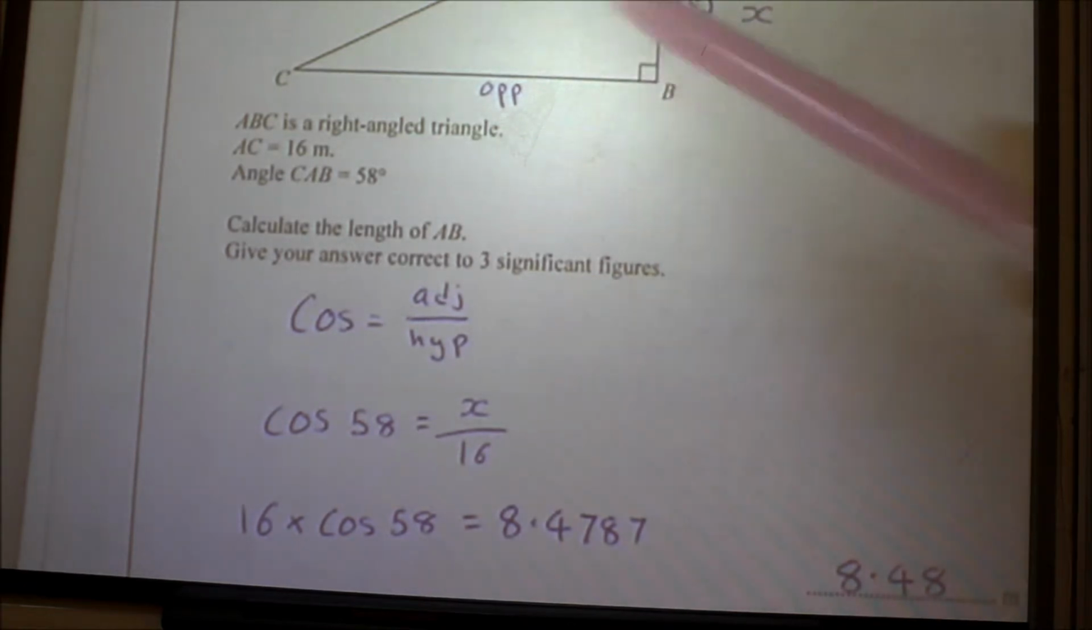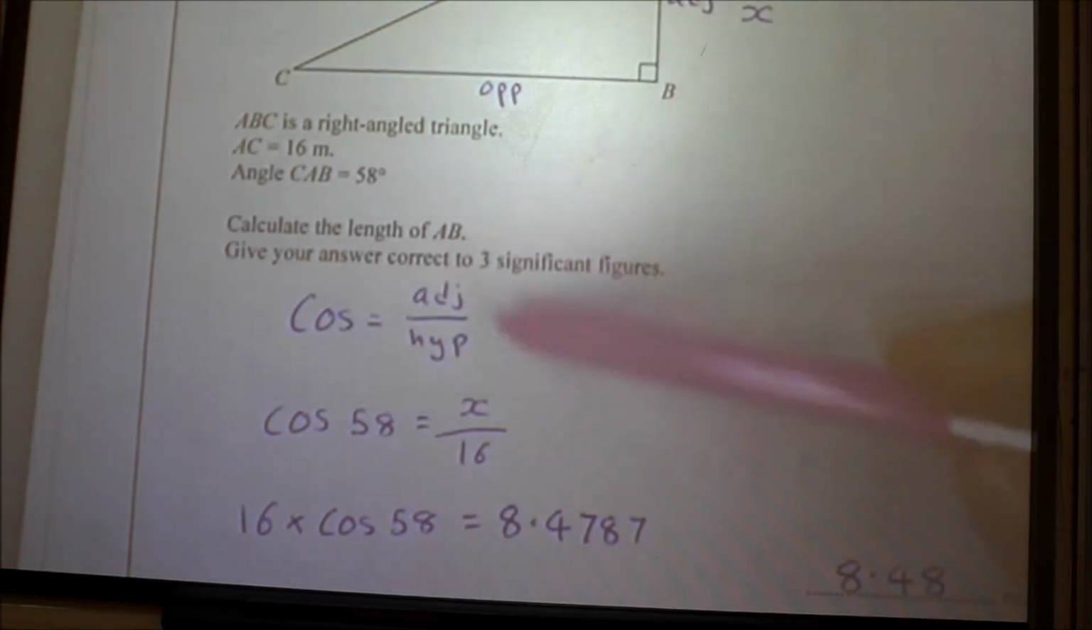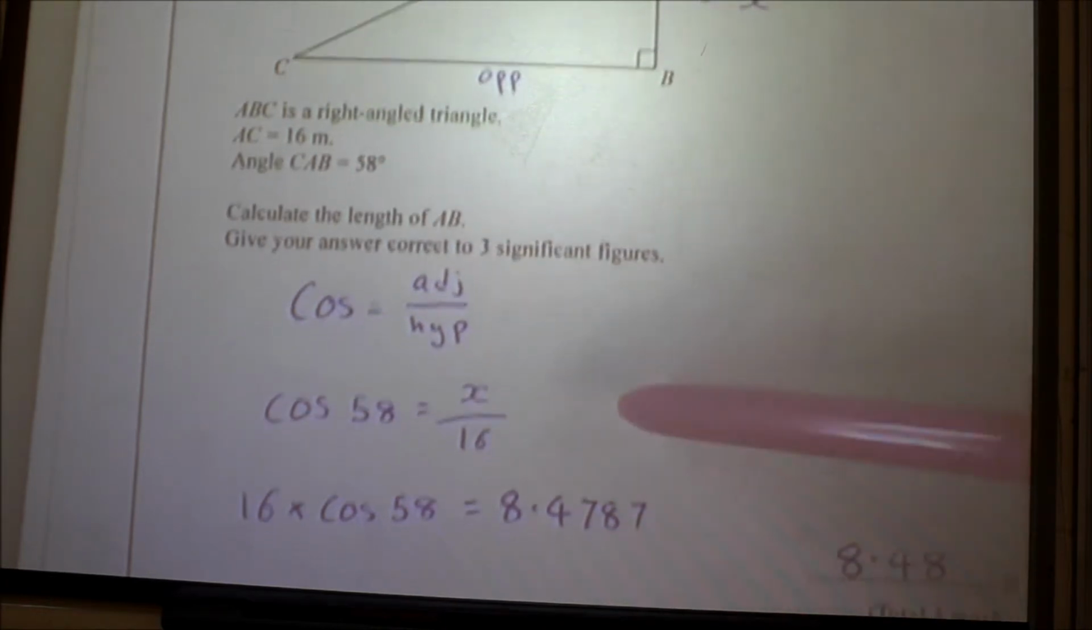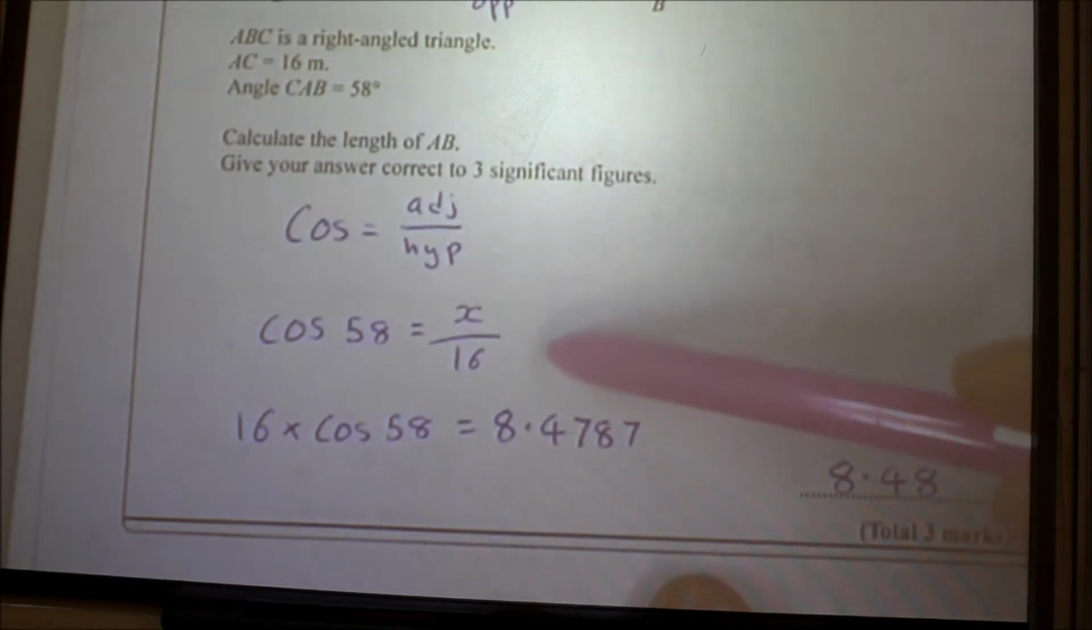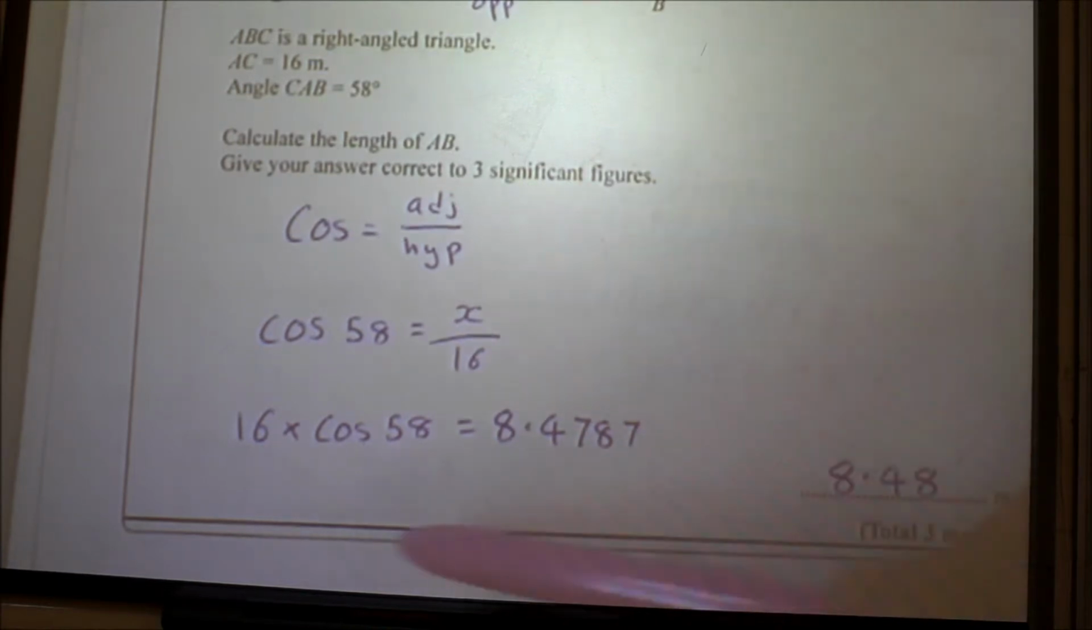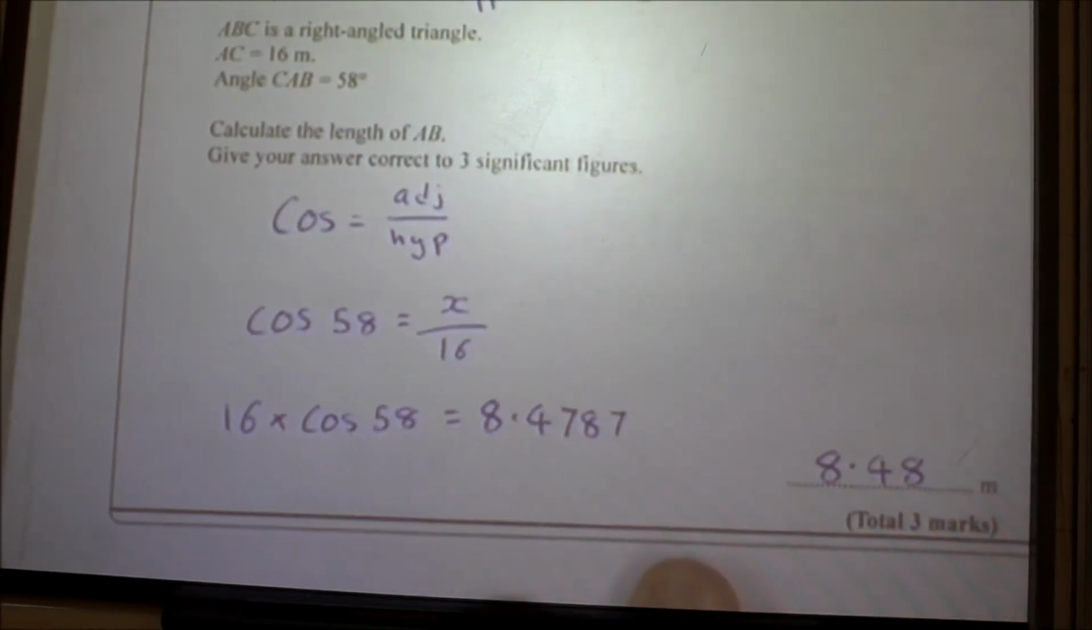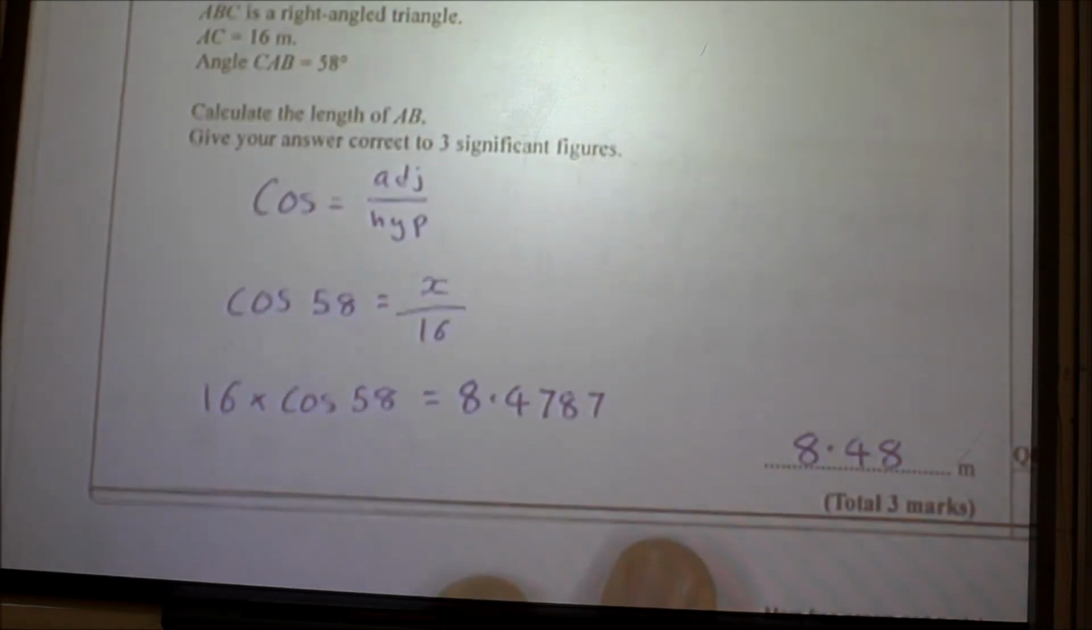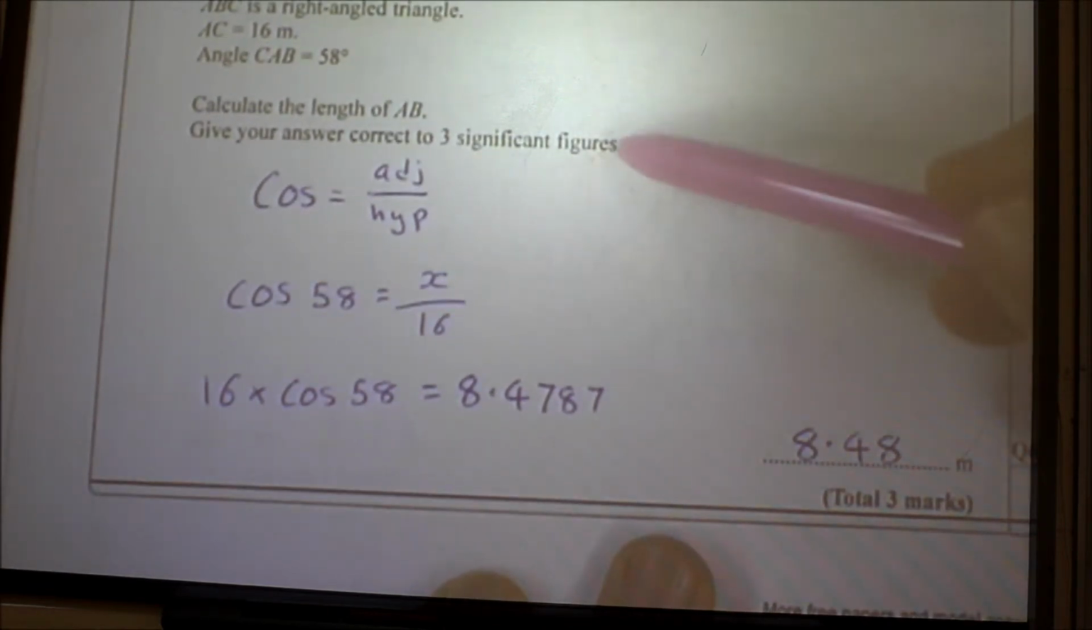So adjacent and hypotenuse is cos. Cos is adjacent over hypotenuse. So cos 58 is x over 16. Multiply both sides by 16 to get x on its own. So 16 times cos 58 is that, and you should get 8.48 meters when it's rounded to 3 significant figures.